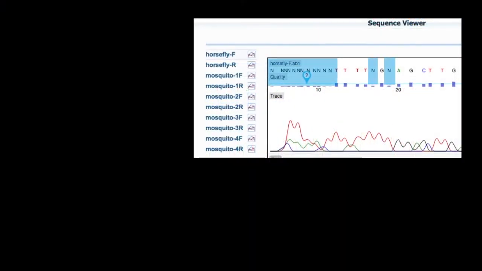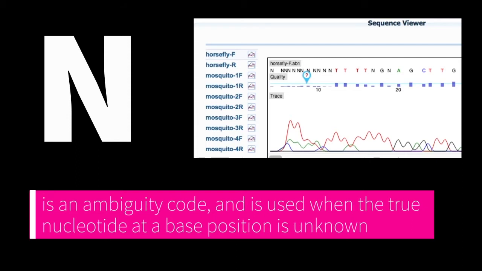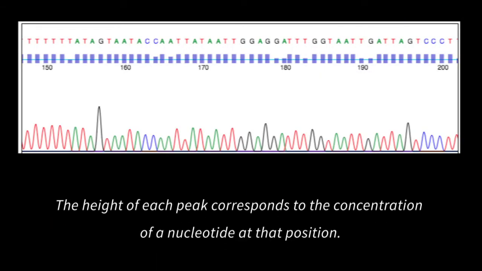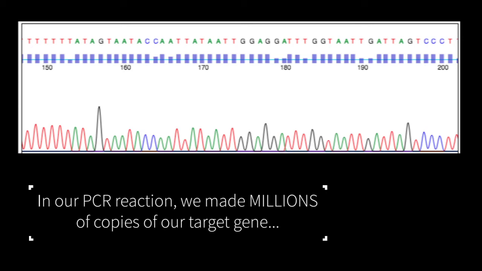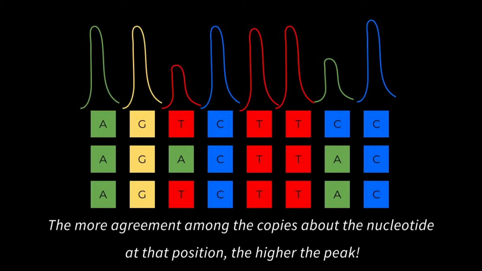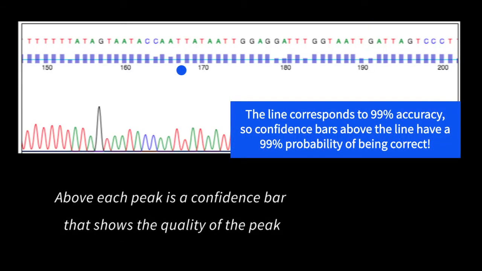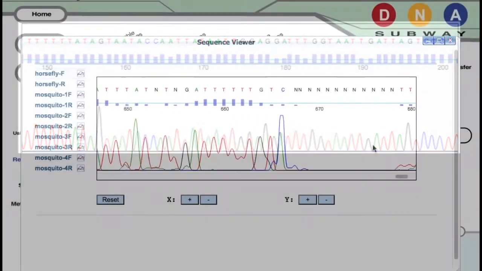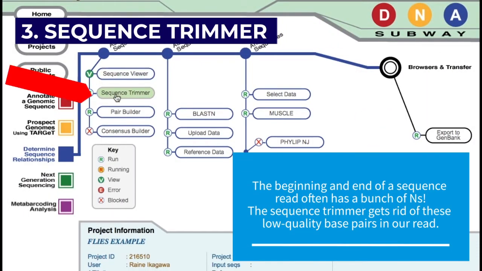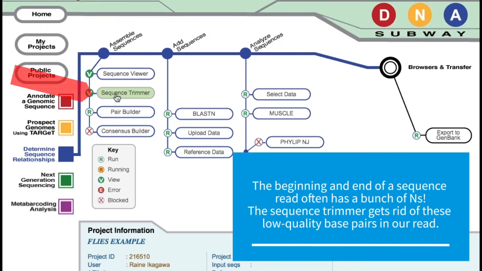You'll also see Ns in your sequence, especially at the beginning and at the end. Ns represent ambiguous nucleotides and are used when the true nucleotide at that base position is unknown. The height of each peak corresponds to the concentration of a single nucleotide at that position. Thinking back to our PCR reaction, remember that we amplified millions of copies of our target gene. When the sequencing machine reads these copies, the more agreement they have that there's a specific nucleotide at that position, the higher the peak. And above each peak is a confidence bar that shows the quality of your peak. Clicking the sequence trimmer will automatically trim the low-quality sections at the beginning and end of our sequence.